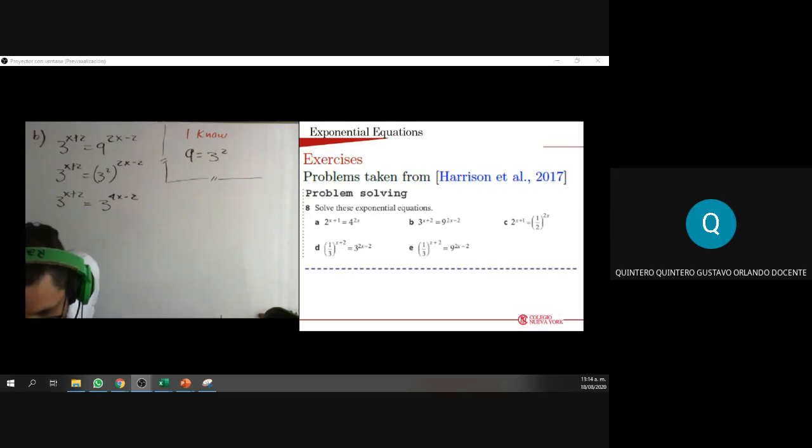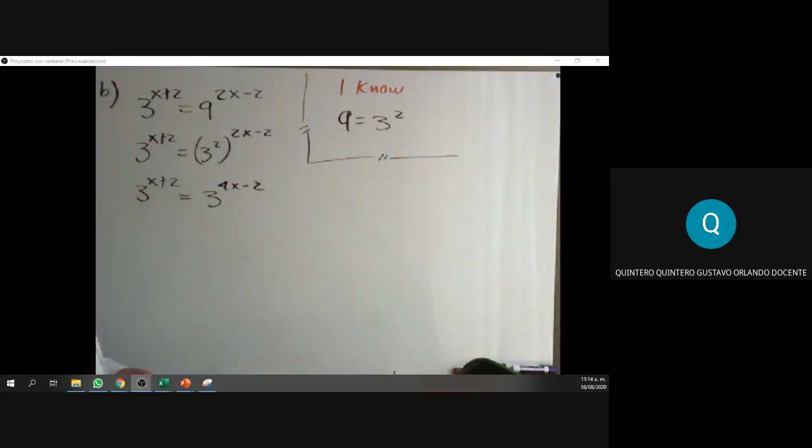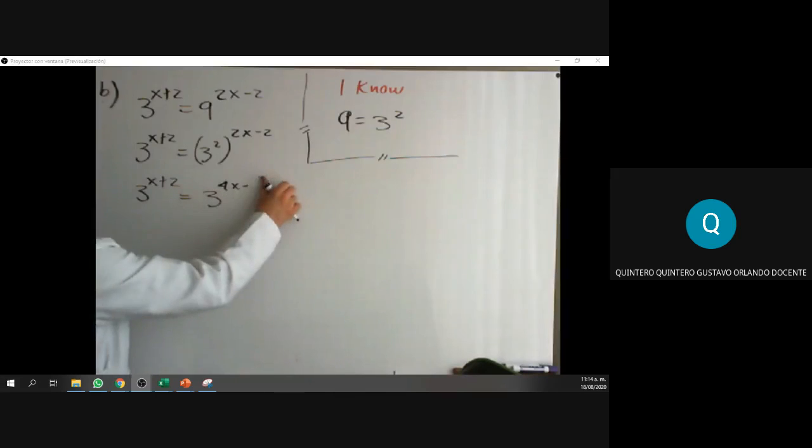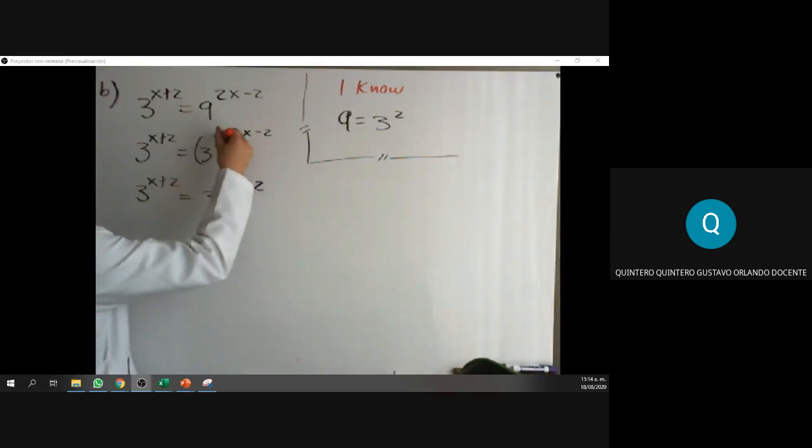Let me see if I can change this like that. Better. So that is a mistake, guys. Look. Whenever you multiply, remember, you have to do the distributive property here.